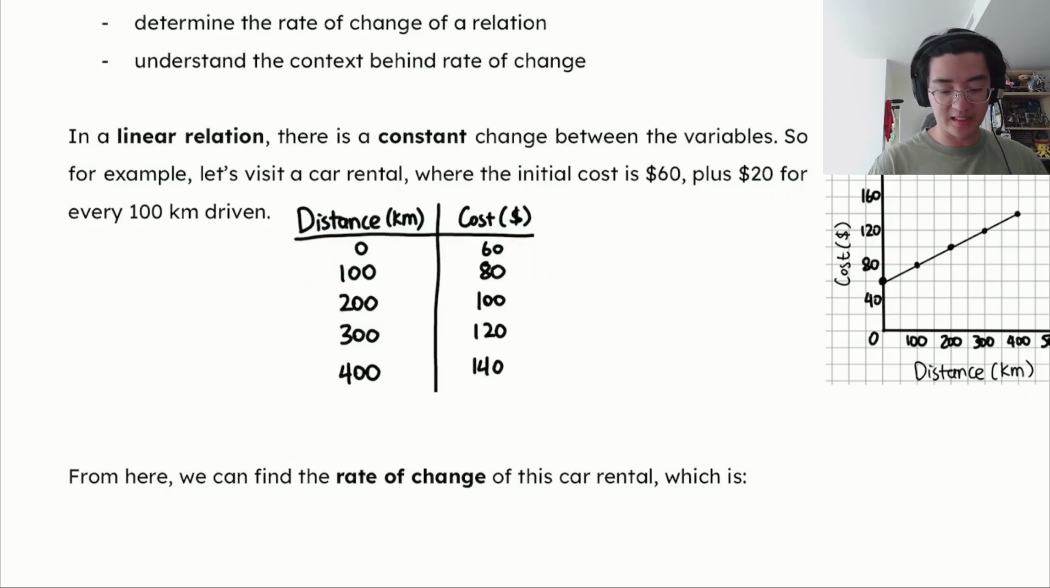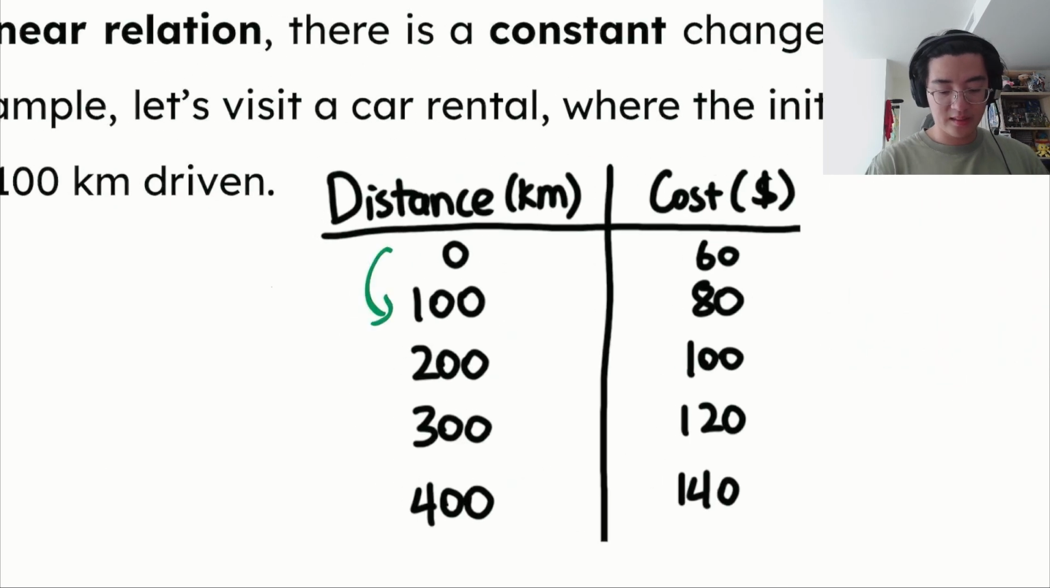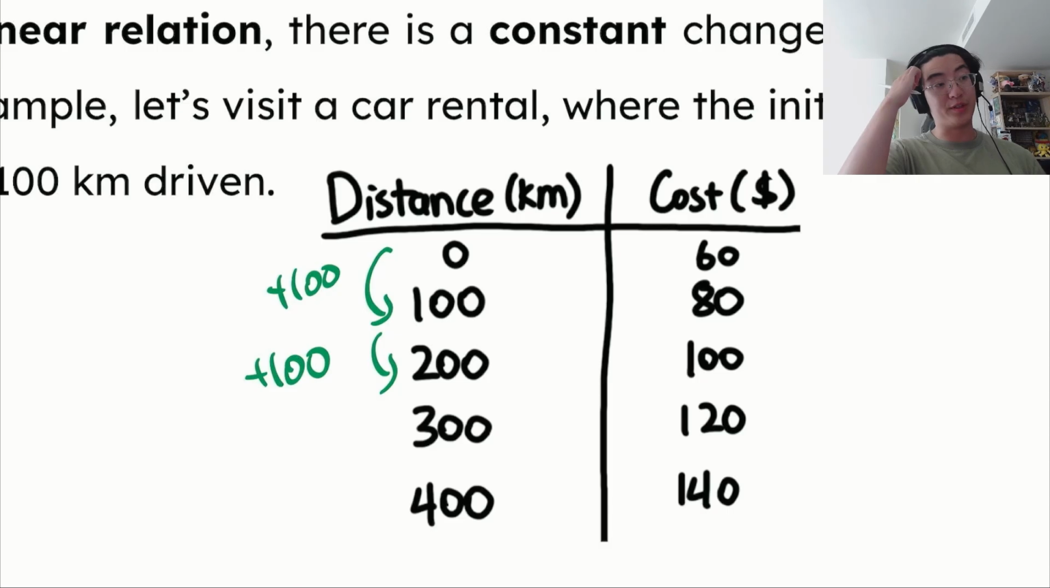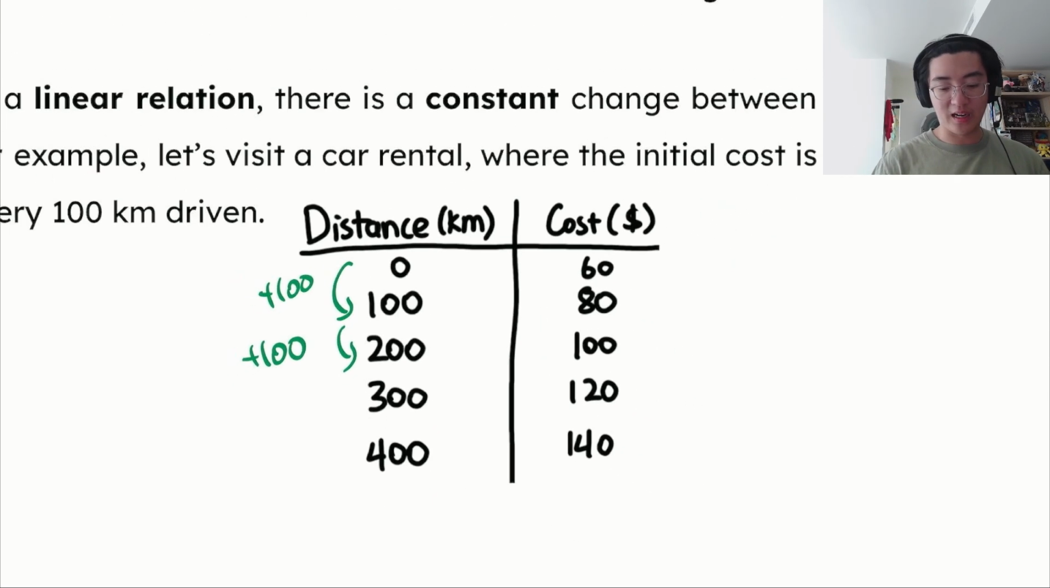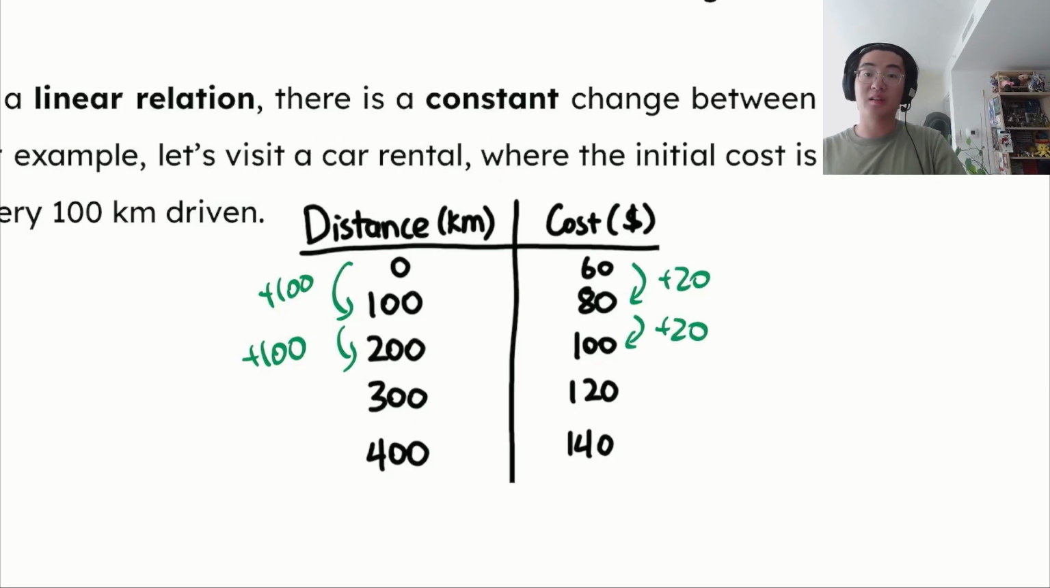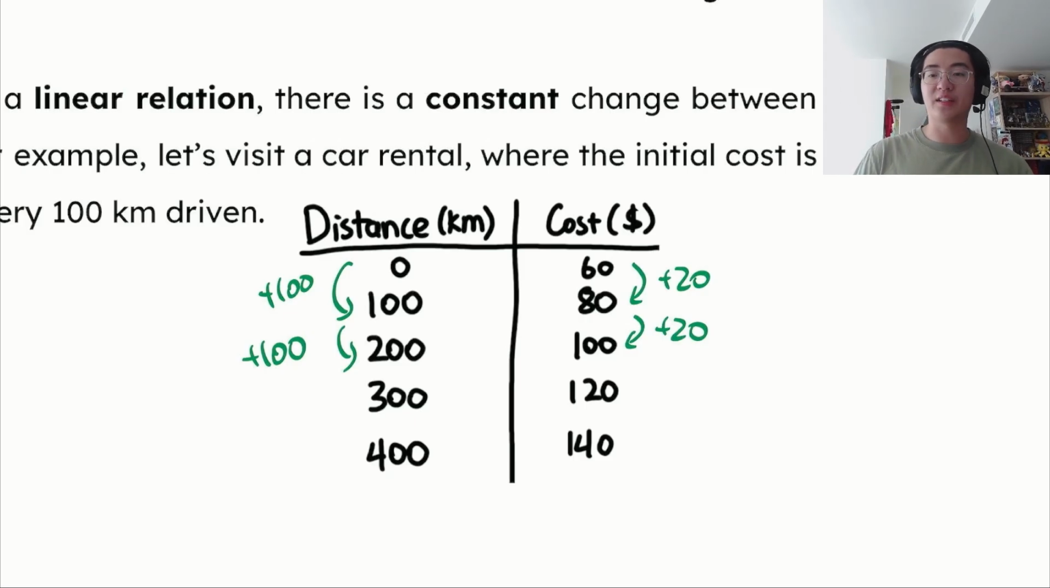So as you can see here, at each point in our table, or between the two ordered pairs, the x value is going up by 100 each time, whereas the y value, the cost, is going up by 20 each time. So they don't have to be going up by the same amount, but as long as they're changing by the same amount each time, then we call that a linear relation. And when there is a linear relation, we can then find the rate of change.